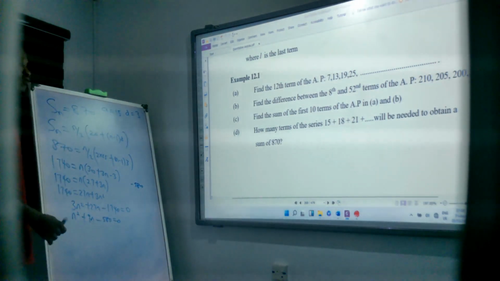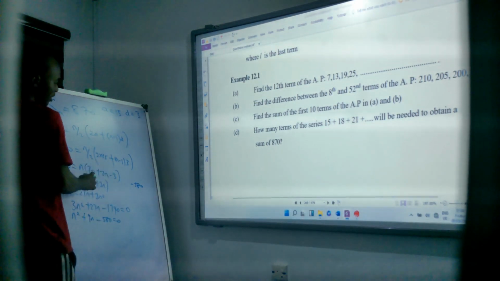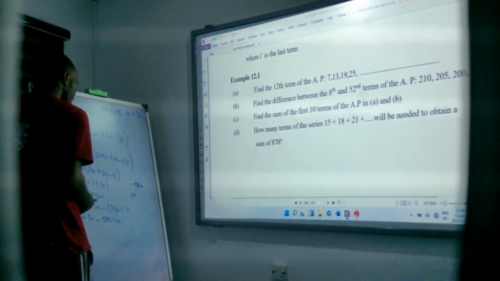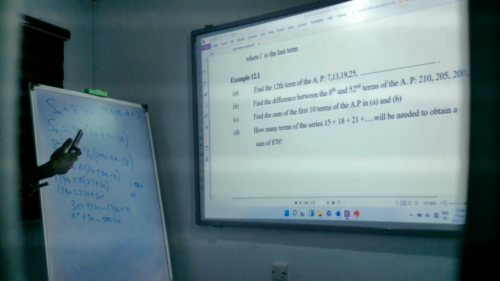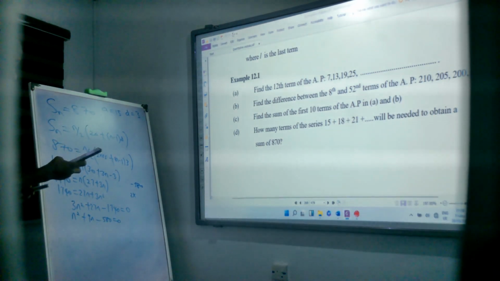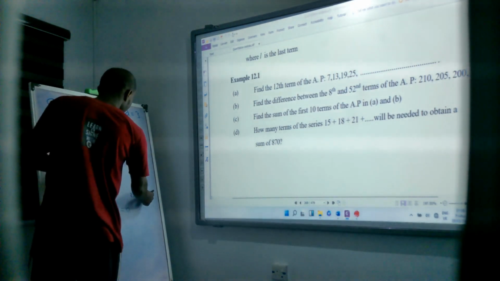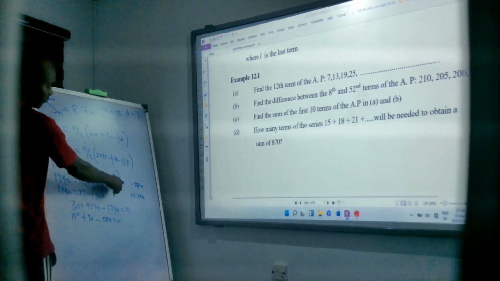So this is what we do. We have minus 580. Let's think of factors of minus 580 that will sum to give us plus 9. So let me divide 580 by 2. What times what will give us 580? Let's divide 580 by 2: 2 times 290.